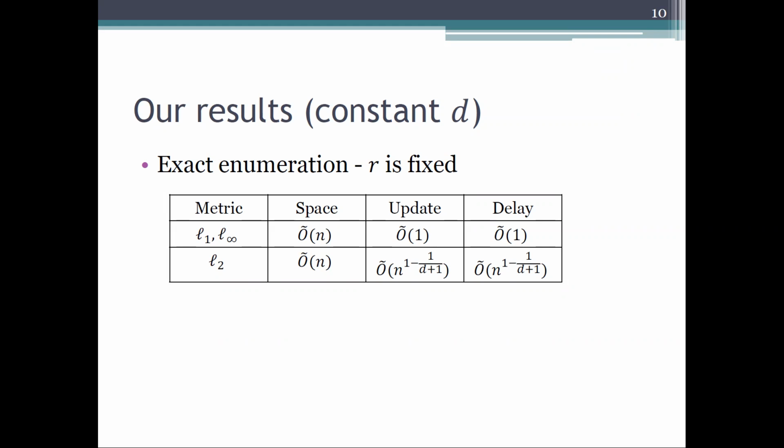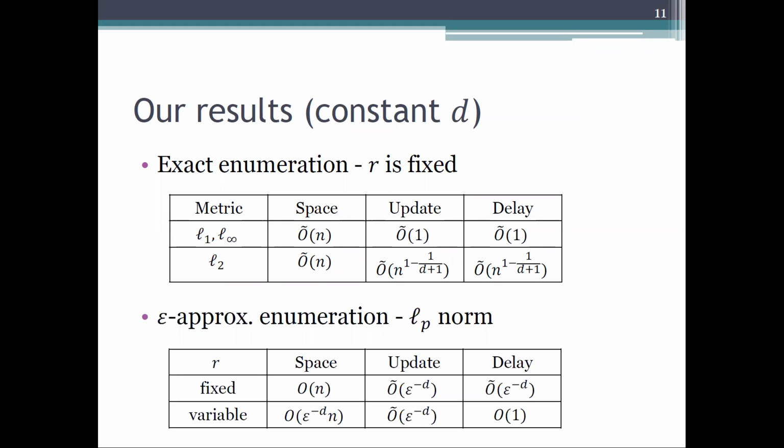For the L2 metric, we have a near linear space data structure with update and delay time order n to the 1 minus 1 over d plus 1. We can see that for the L2 metric, the complexities of update and delay are worse compared to the complexities we had for L1 and L infinity metrics. We can actually show a lower bound for the L2 metric, saying that we cannot hope for a near linear space data structure with near constant update and delay guarantee.